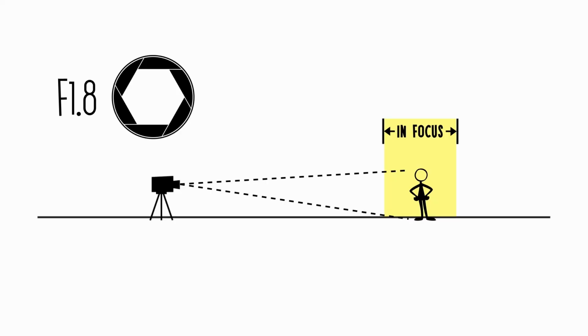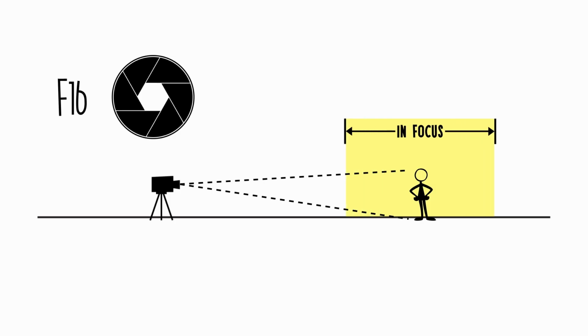There's a few things that control depth of field, but I only want to talk about two of them right now. First is aperture. Aperture is the size of the opening in the lens. If the aperture is wide open, like at f1.8, then the focal plane gets pretty small and the depth of field is shallower, meaning only a small portion of the image is in focus. Close down the aperture to something like f16 and the focal plane gets a lot bigger and the depth of field gets deeper, or there's more in focus.